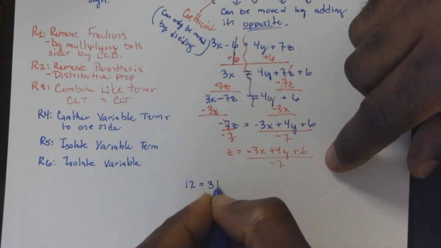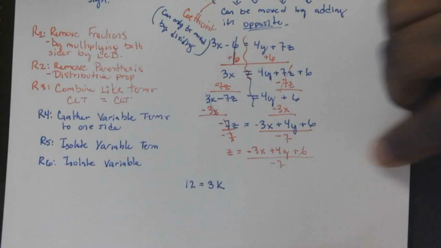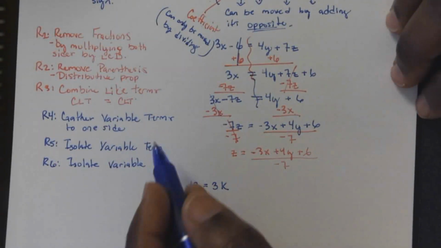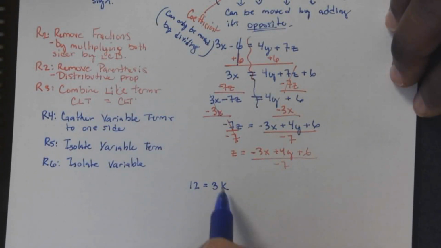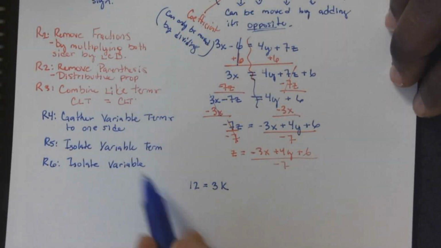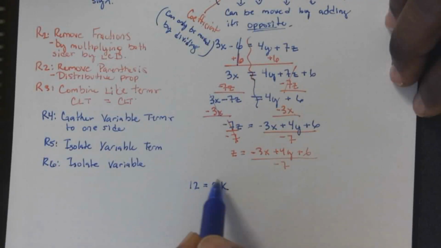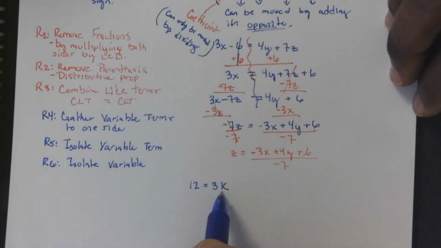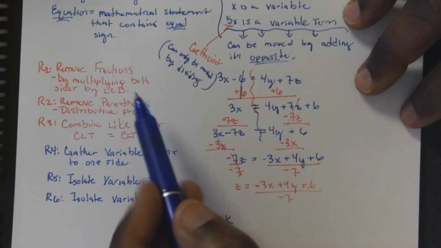Rule 6 looks like this. 12 equals 3k. All right? Now, let's look at rule 4. Rule 4 says gather the variable term. It's already on one side. Rule 5, isolate the variable term. Well, my variable term is already on the side by itself. Rule 6, get the variable by itself. Is the variable by itself right now? Is k by itself? Who you got to move?